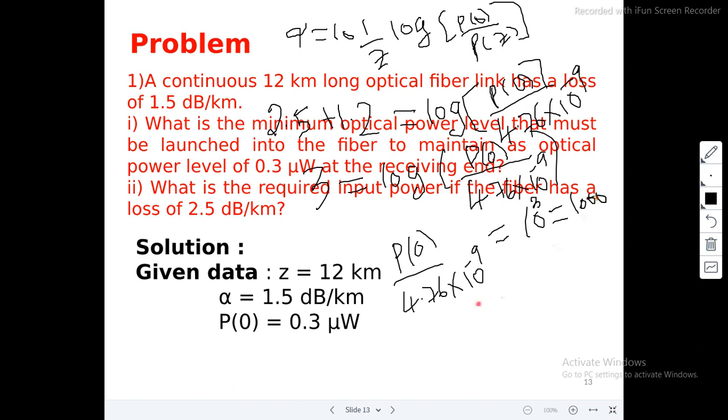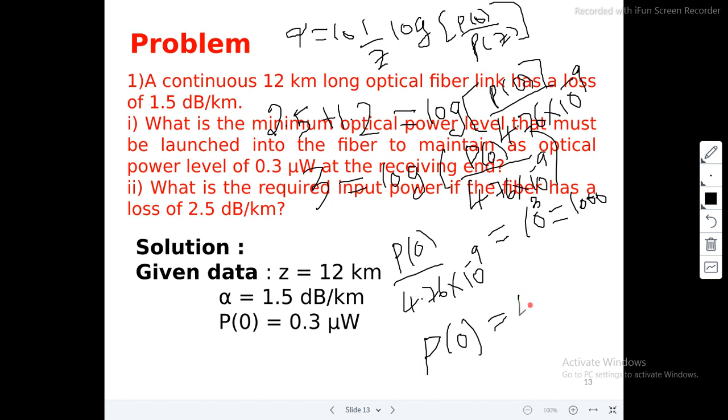So I need only P of 0, that is the input power. Therefore input power P of 0 is equal to, what is the value? Final value is 1000, which means 10 cube, into 10 to the power of minus 6. Bases are common, then the powers will be added. So plus 3 minus 9, that will be minus 6.